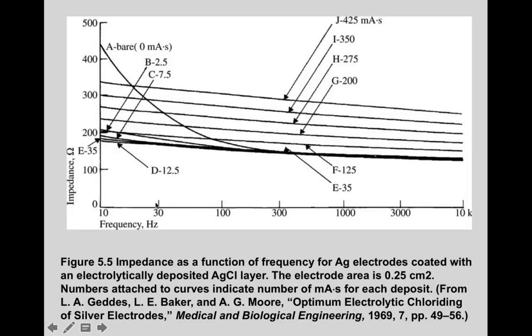So if you're measuring an EEG, for example, and your frequencies of interest are from 1 to 50 hertz, then if you were to draw this on a linear plot, you would see that it looks pretty flat.